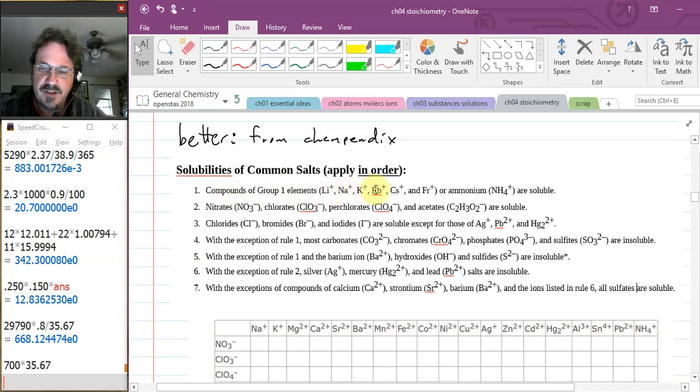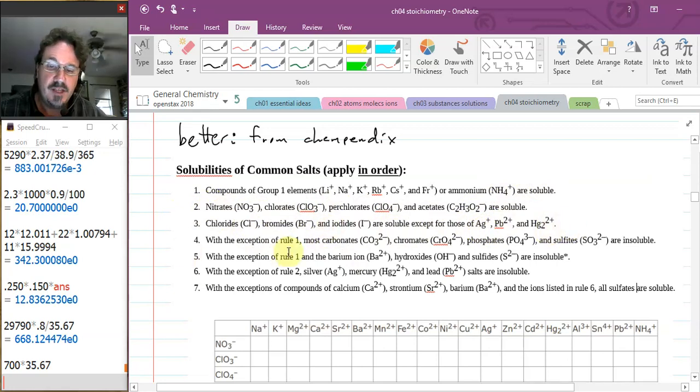Lithium, sodium, potassium, rubidium, cesium, and francium are all going to be soluble, as are ammoniums. Then rule number 2: if it's got a nitrate, a chlorate, a perchlorate, or an acetate, it's soluble. Chlorides, bromides, iodides are soluble, except for silver 1, lead 2, and mercury 1.